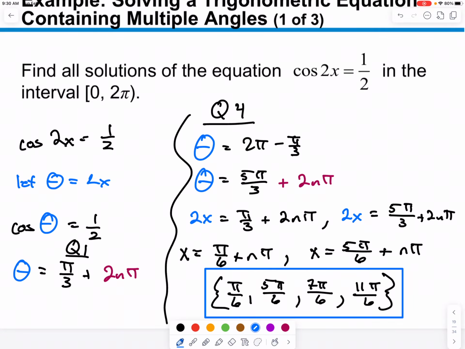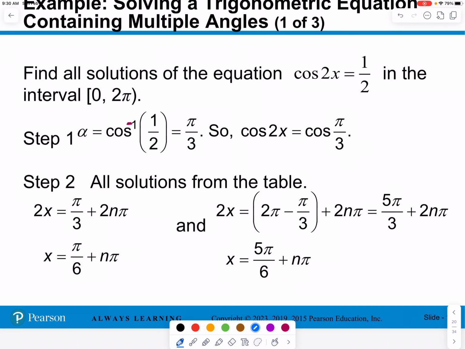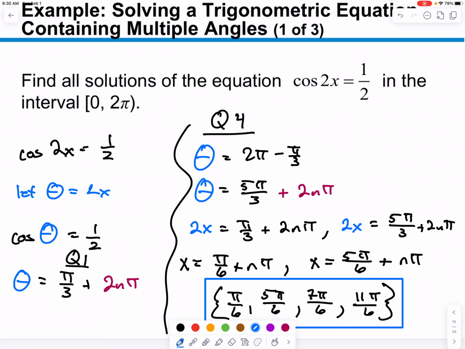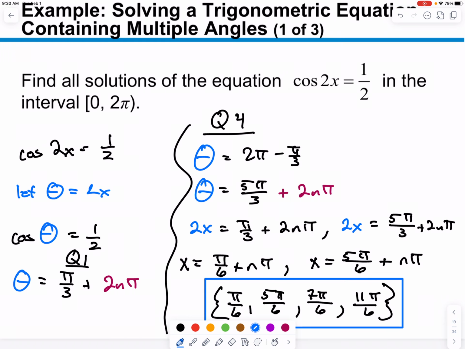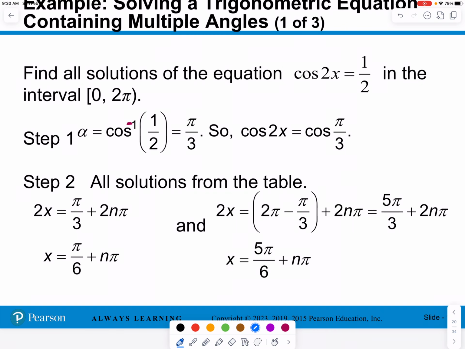Okay, let's see, how did we do? Okay, so step 1, your alpha equals arc cosine of a half is pi/3. I think we got that same result. Pi/3, see the blue theta equals pi/3. So cosine of 2x equals cosine of pi/3. So find all solutions from the table. So if we have 2x equals pi/3 plus 2n pi, we had that, right? You can see it in blue in the middle of the screen. 2x equals pi/3 plus 2n pi, right?